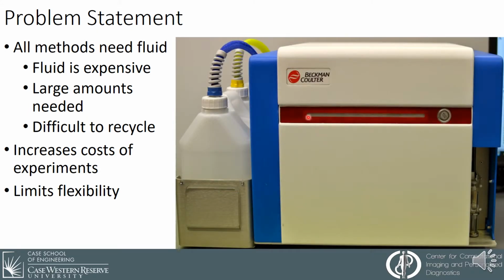On the right, we can see an example of one such device, a simple flow cytometer, and you can see that a large percentage of the image is taken up just by the two sheathing fluids needed for the system to operate.